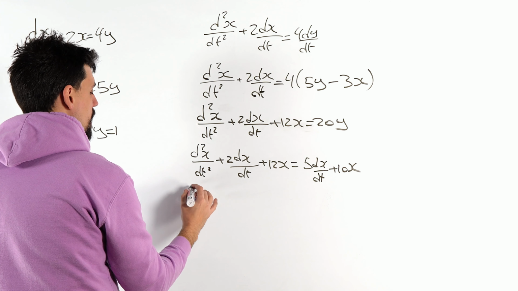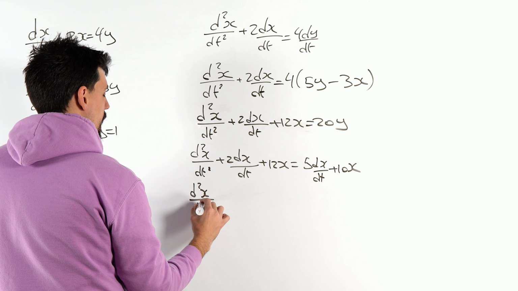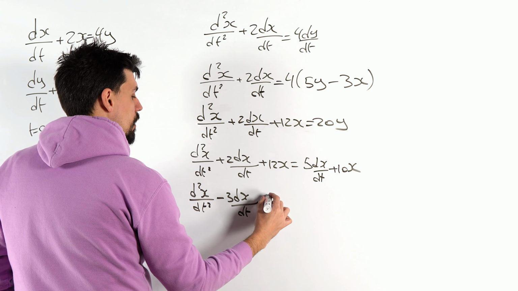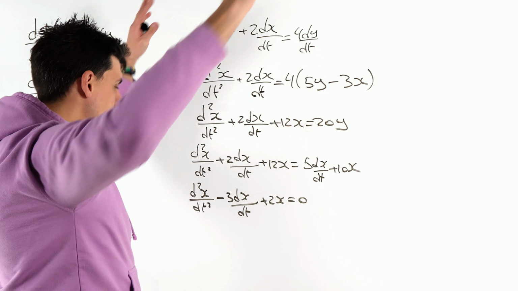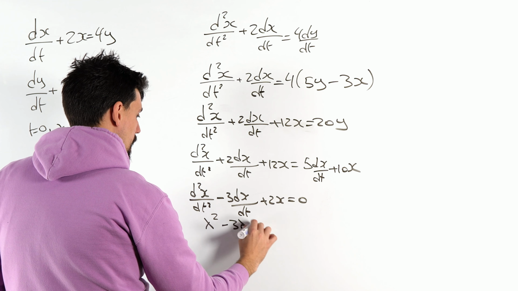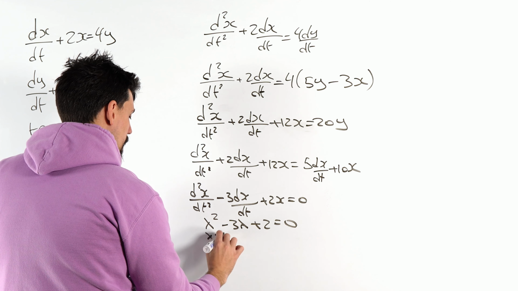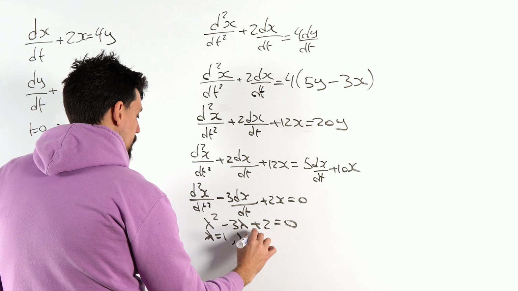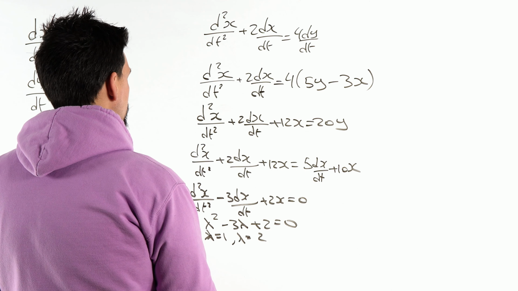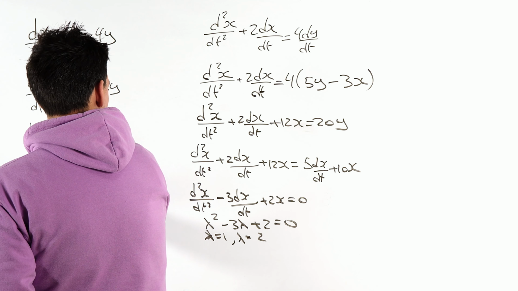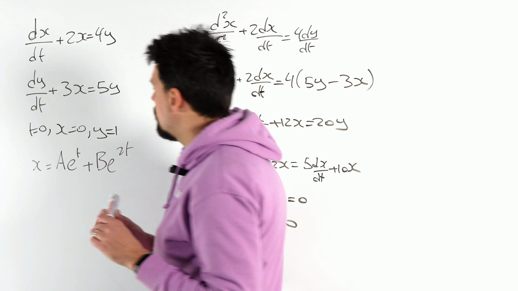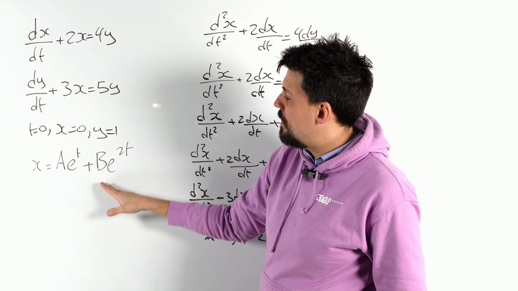So what we end up with is d2x/dt squared minus 3 dx/dt plus 2x equals 0. And now, nice and easy. That is lambda squared minus 3 lambda plus 2 is 0, which gives me lambda is 1, lambda is 2. So we know that, in fact, x is going to be a e to the t plus b e to the 2t. Now notice I'm not trying to get a and b yet, right?